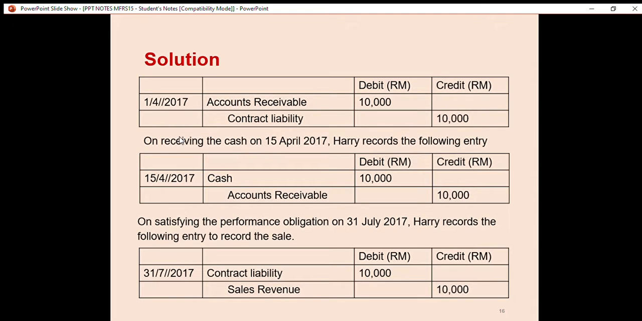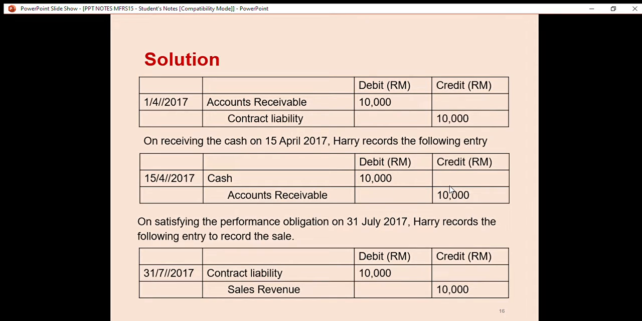On receiving the cash on 15 April 2017, the seller will record the following entry. So the seller will debit cash 10,000 and credit account receivable 10,000. Why credit account receivable? Because the seller will have to offset the account receivable recorded on 1st April 2017. On 1st April, the account receivable was debited. Now it has to offset the account receivable by crediting account receivable 10,000.